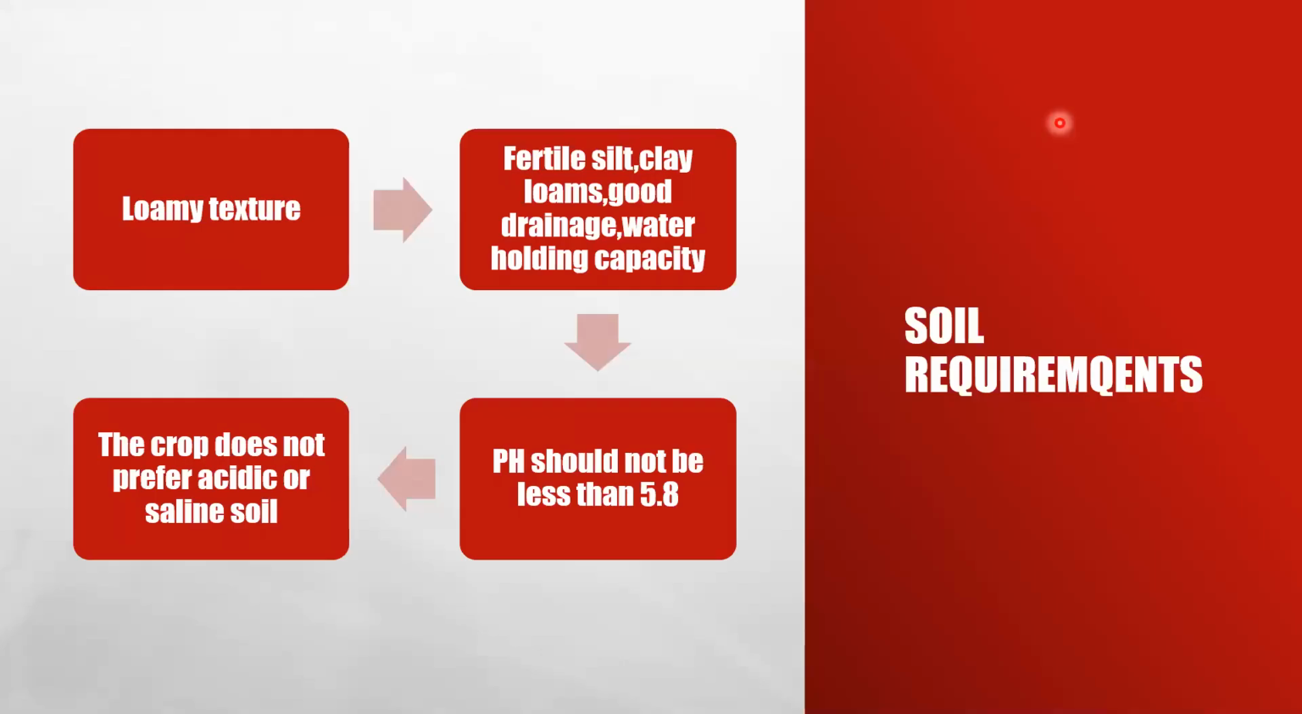Now, what kind of soil is required for cultivation of wheat? Soil should have loamy texture. It should be fertile in nature. It should have good aeration quality. It should be able to retain water. It should have good drainage. Then it should not be acidic or alkaline. It should be moderately acidic or alkaline. pH should not be less than 5.8. Saline soils are not preferred for wheat cultivation.